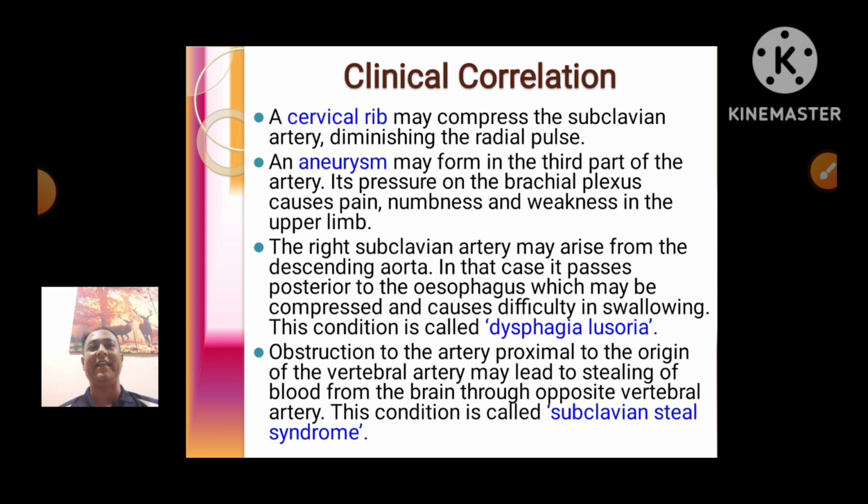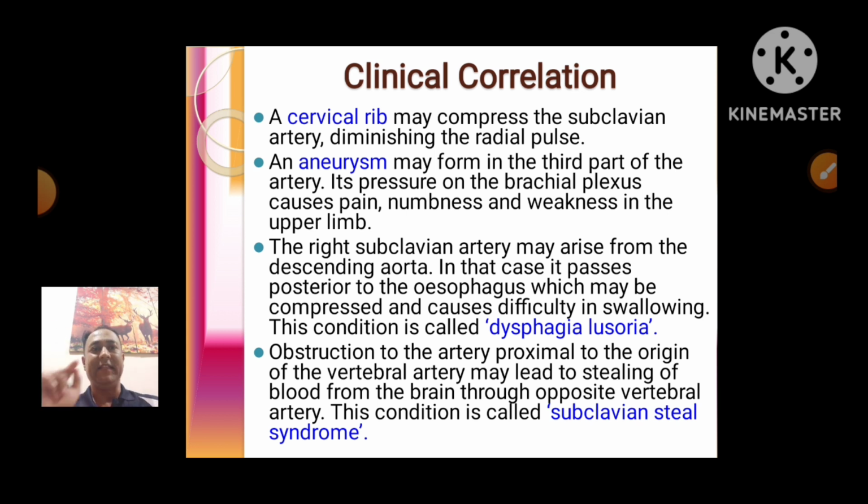It looks like a rib. It is situated above the first rib. It is not a rib, but it looks like a rib. जब वो 2 to 3 सेंटीमीटर जितना हो तो वो slightly compress करता है subclavian artery को. Subclavian artery, as you all know, it's an artery of the upper limb. So जो हम radial pulse feel करते हैं यहाँ पे वो decrease हो जाता है, weak हो जाता है.